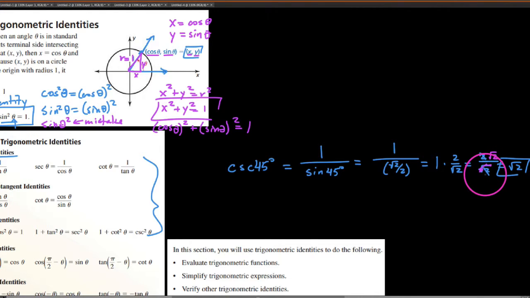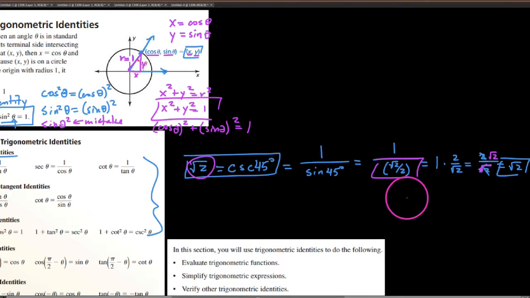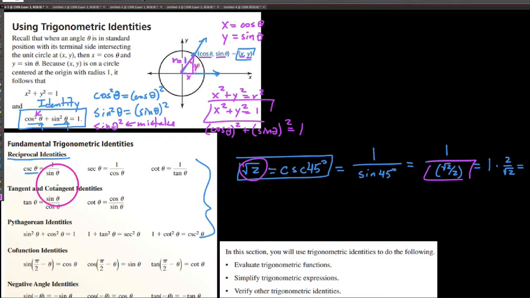Long story short, what this is meant to say is that the cosecant of 45 degrees is really just the reciprocal of the sine of 45 degrees. So with our reciprocal identities, what we're going to see is that the reciprocal functions, cosecant of an angle, secant of an angle, and cotangent of an angle, are the reciprocals of the sine of that angle, cosine of that angle, and tangent of that angle, respectively.